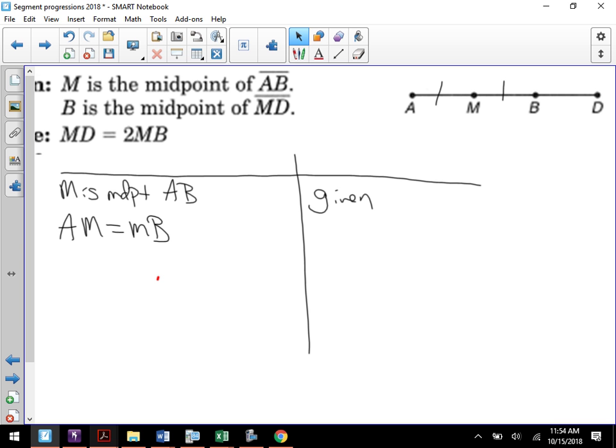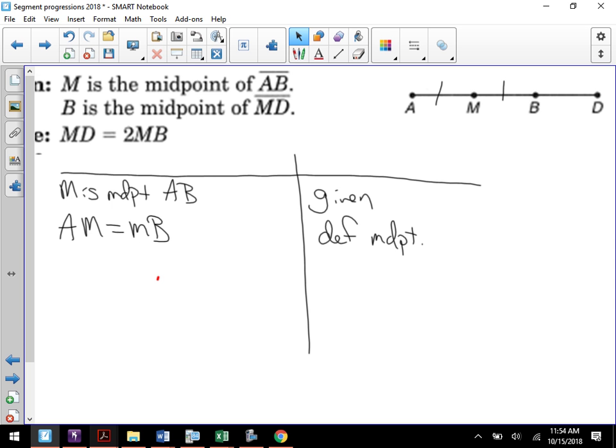Again, why am I using equal and not congruent? They didn't just start with it, but it ends with it. Okay. Definition of a midpoint. Have I used up that full given? That first given statement. Yeah. So then I go to the next one.